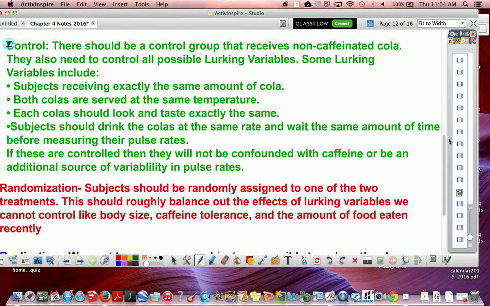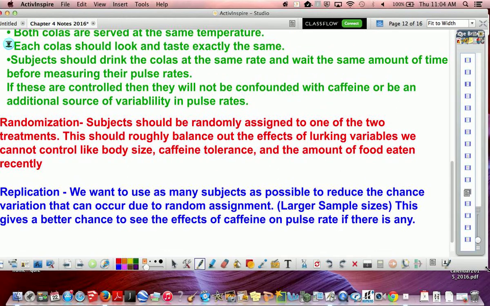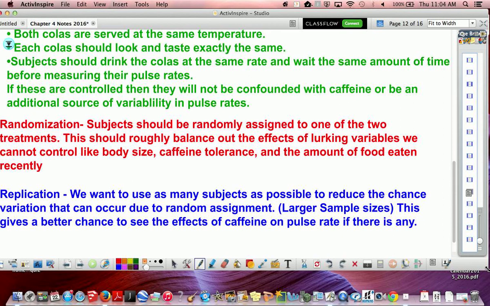So the replication part, again, helps in reducing the variability that can occur due to random assignment. If you can have large sample sizes, then the likelihood that caffeine tolerance, the amount of food eaten, or body size will impact our results goes down. So having 30 subjects versus 300, we definitely would like to have the 300.